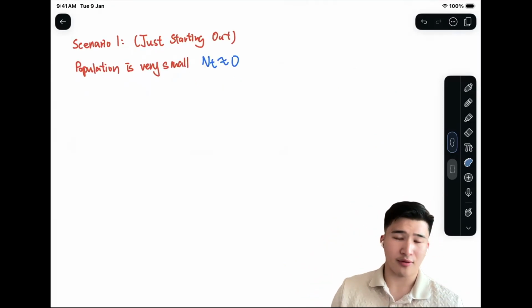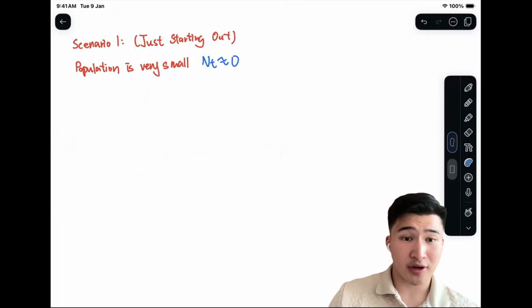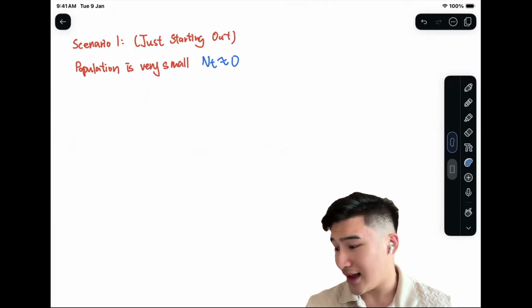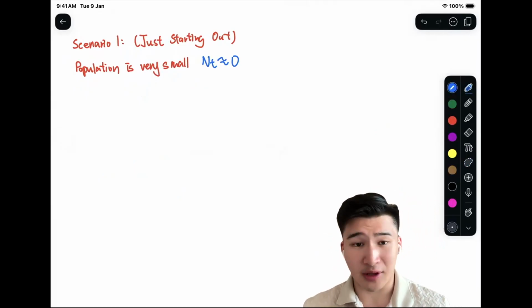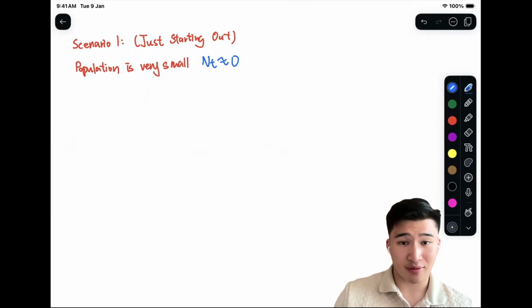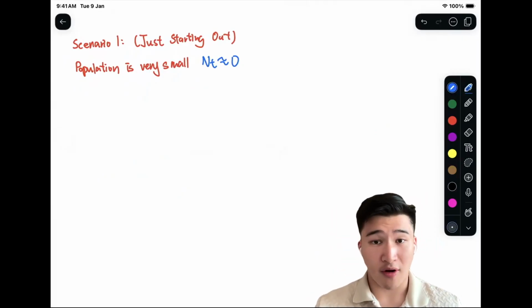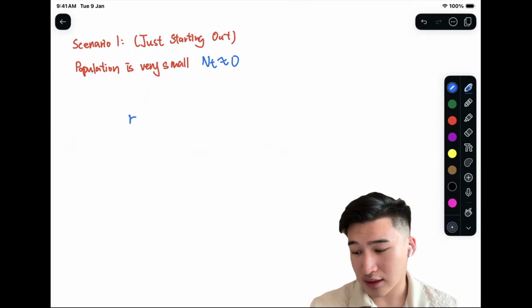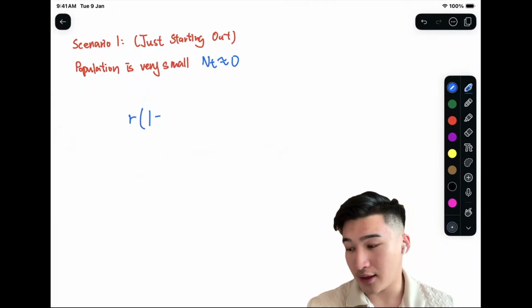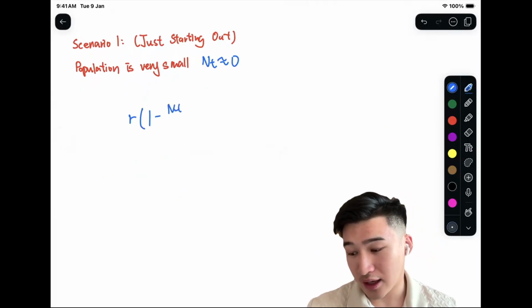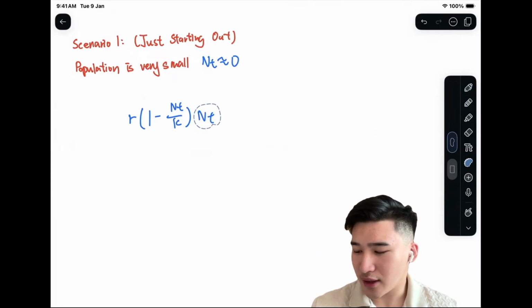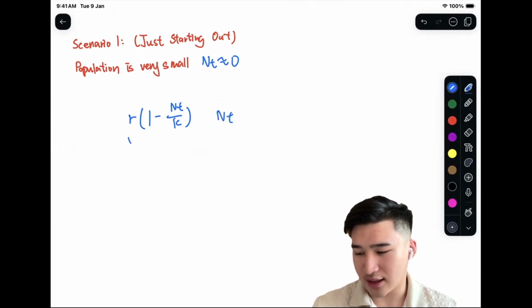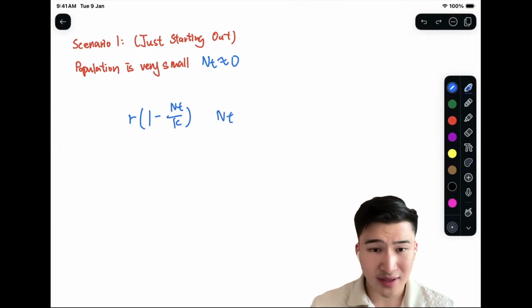So imagine this scenario where we're just starting out. When we're just starting out, the population is very small, and N_t is basically close to 0, approaching 0. So we can remember our formula, R times (1 minus N_t over K), multiplied by our population N_t. Let's take away N_t for now. Let's look at the inside here. When N_t is approaching 0, let's say N_t is 0.